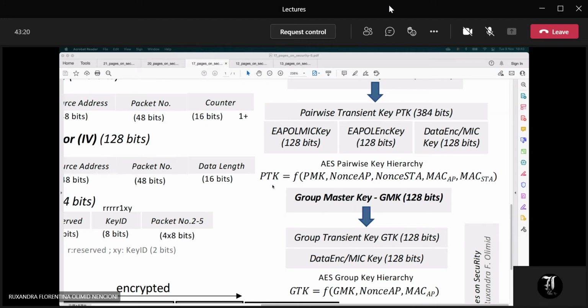Somebody wanted to say something, sorry. No? Okay, while in the GTK, what happens? We don't have any other nonce. And more than that, is something else happening? Of course the nonce is impacting overall, but there's something else that differs in the GTK.